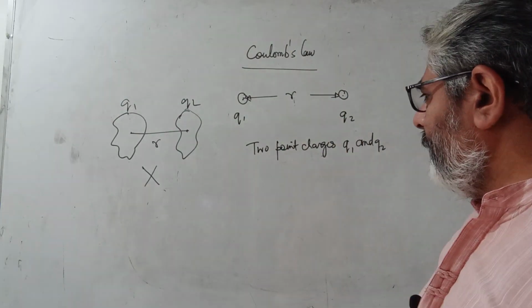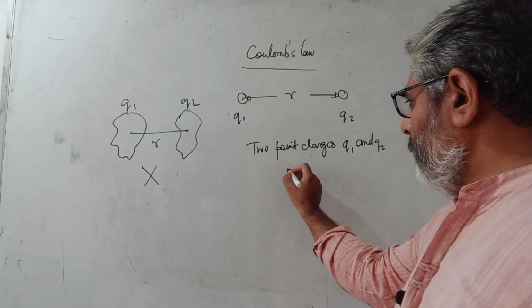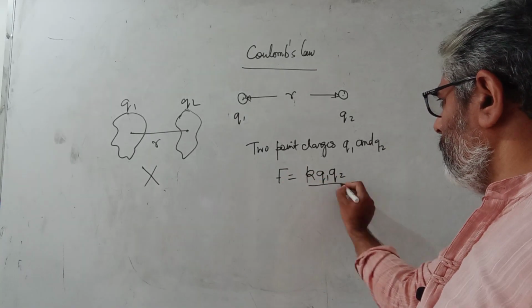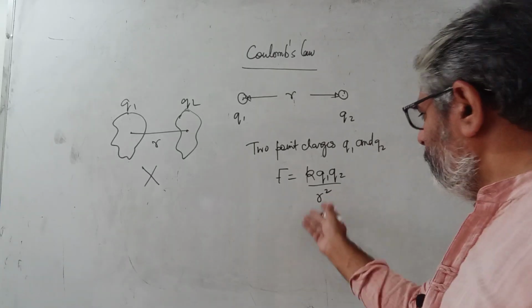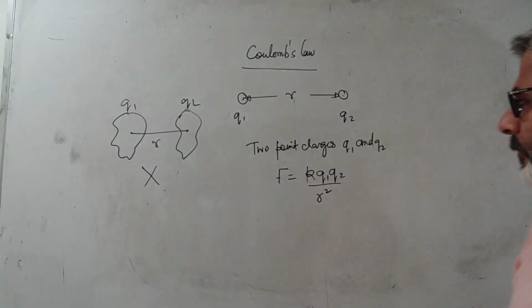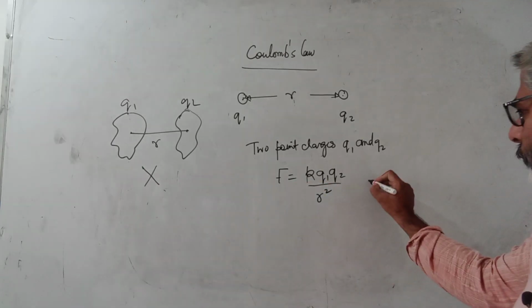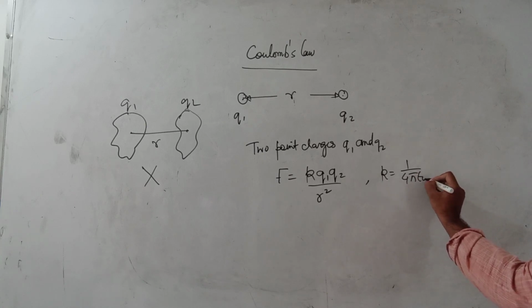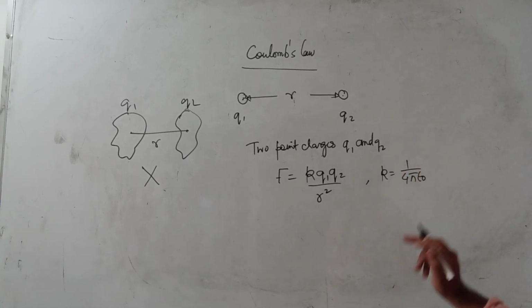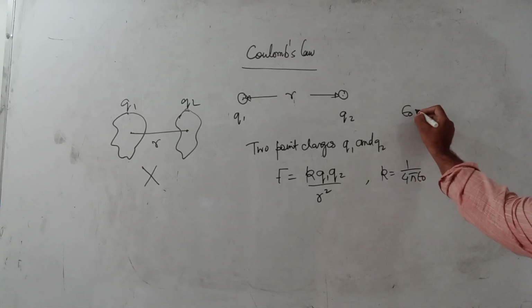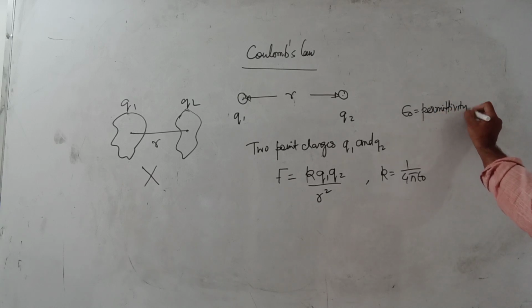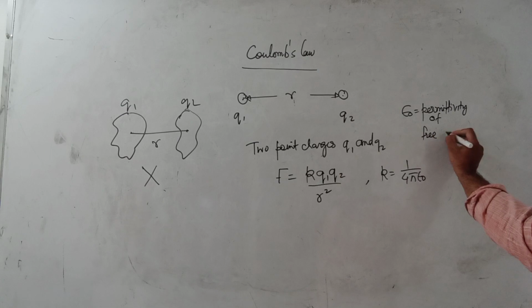Now, without much beating about the bush, let me straight away put Coulomb's law, which says that F is equal to K Q1 Q2 upon r square. This is as simple as that. There is no complication in this, but just a few things we have to remember. First, K is actually 1 upon 4 pi epsilon naught, where pi is what you know already, and epsilon naught is known as permittivity of free space. This is the term given to that.